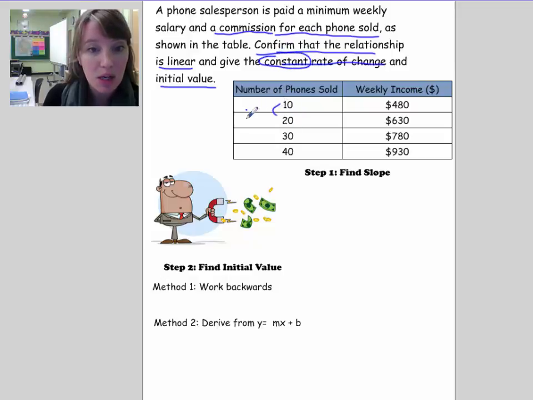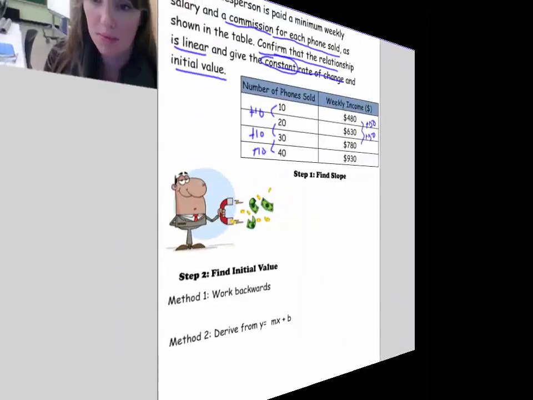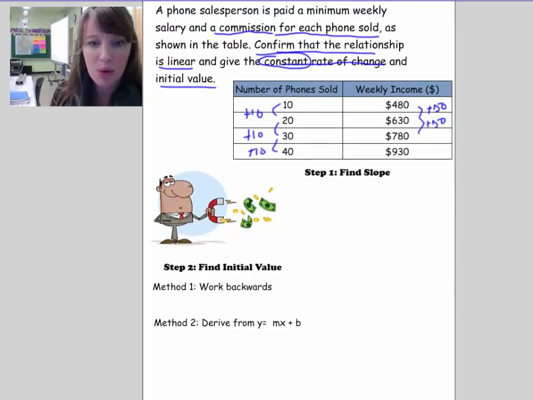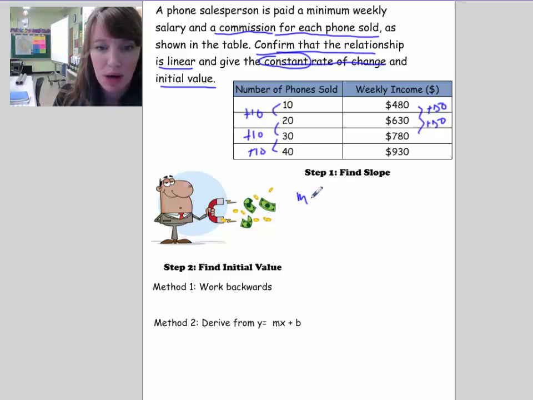So let's do this. Every x value goes up by 10. So since the rate of change for the x is constant, we would assume that the rate of change for the y is also constant. And it is because everything goes up by 150. Okay, so to find the slope with that information, let's do it this way. M is equal to y2 minus y1 over x2 minus x1.